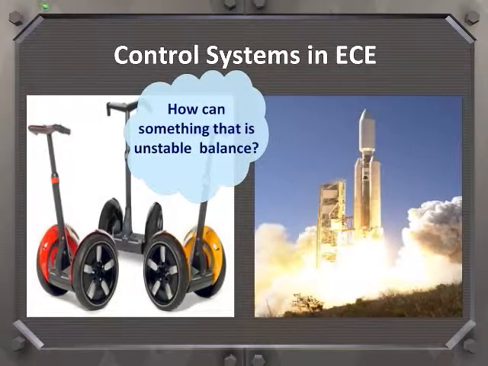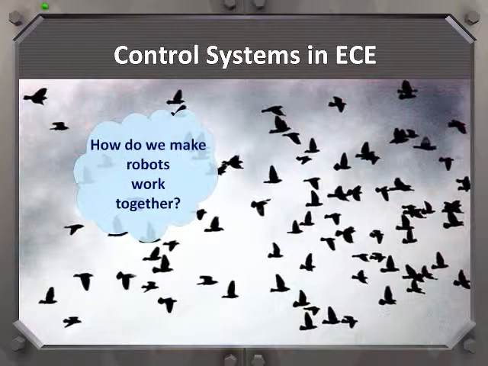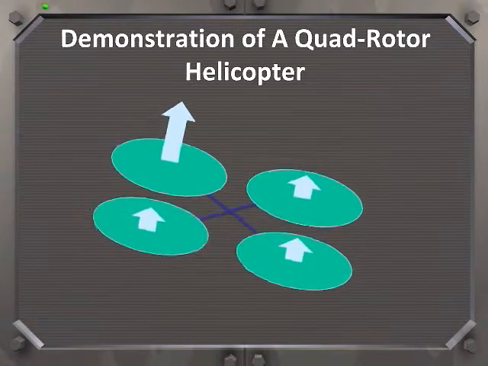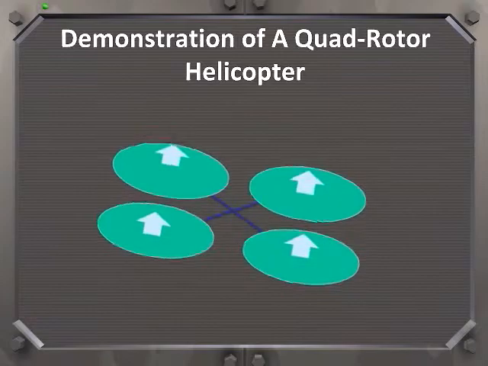Control algorithms make systems that are normally unstable act in a predictable fashion. The Segway and rockets are systems in this category, since neither could function without a controller. An interesting question in control systems is, how do we make flying robots work together so that we could do something as travel in a flock the way birds do? The quad-rotor represents the same type of control system as that found in a big helicopter. The quad-rotor rolls and pitches by increasing the speed of one rotor compared to the others.